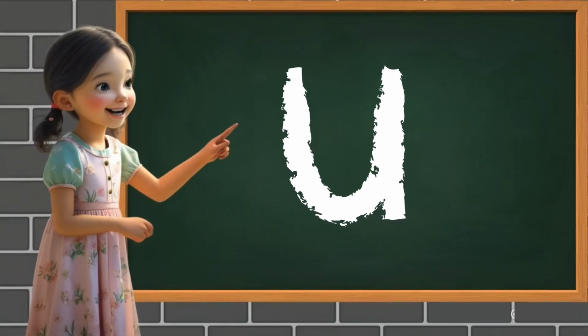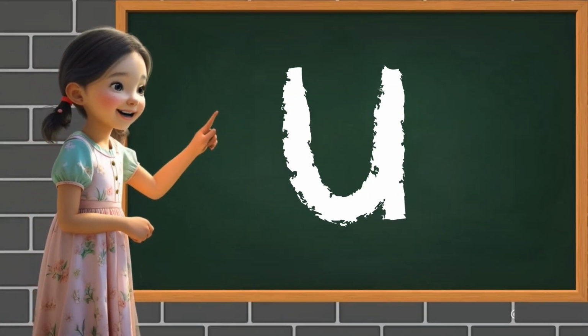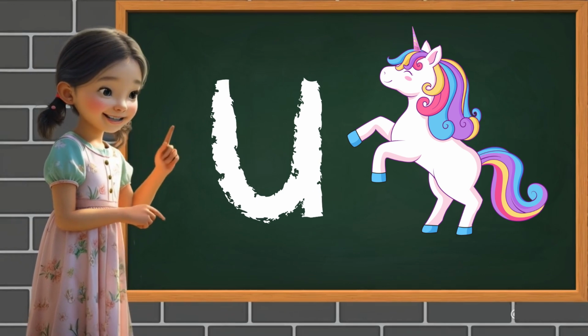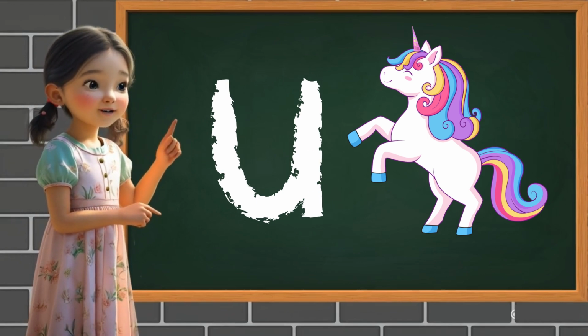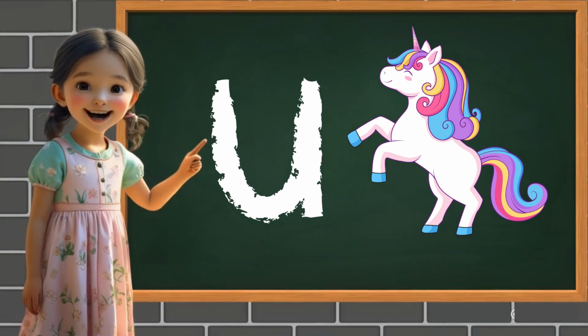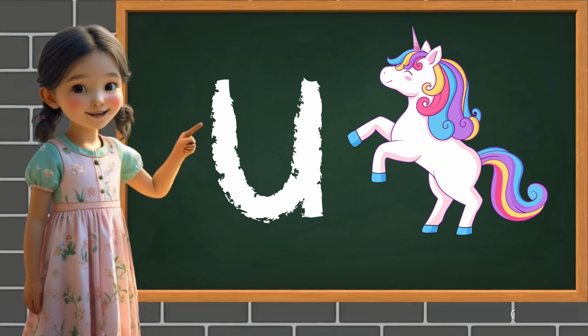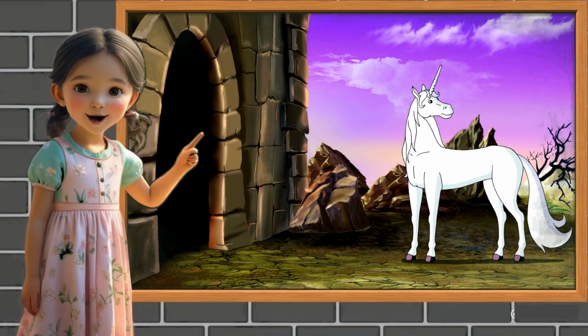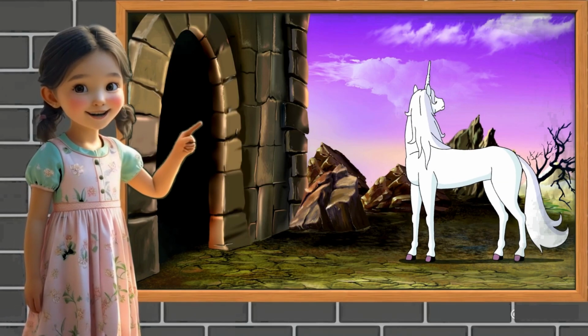The letter is U. Can you say U? Now say U is for unicorn. U is for unicorn. Here you can see a unicorn. This is a unicorn.